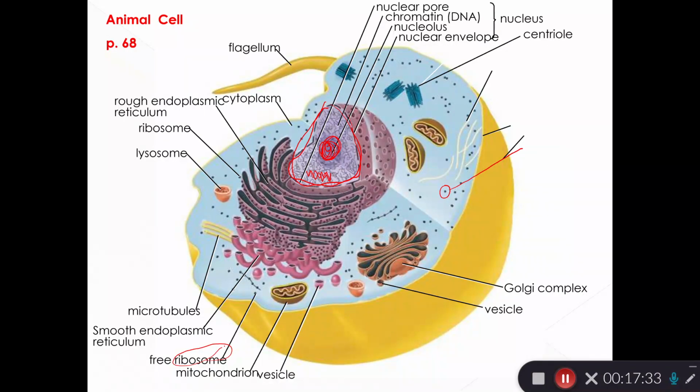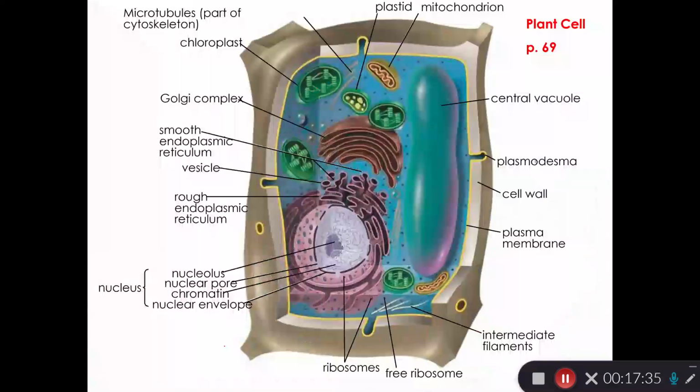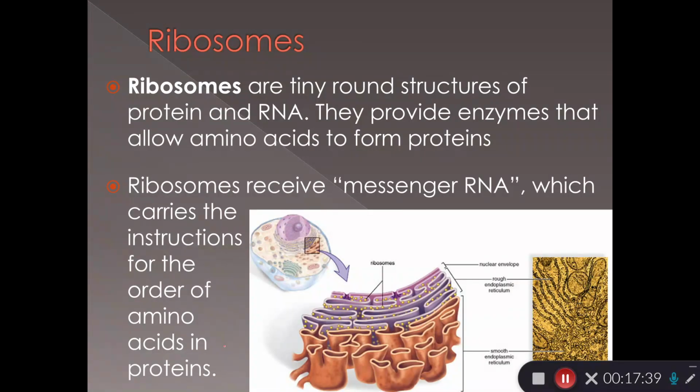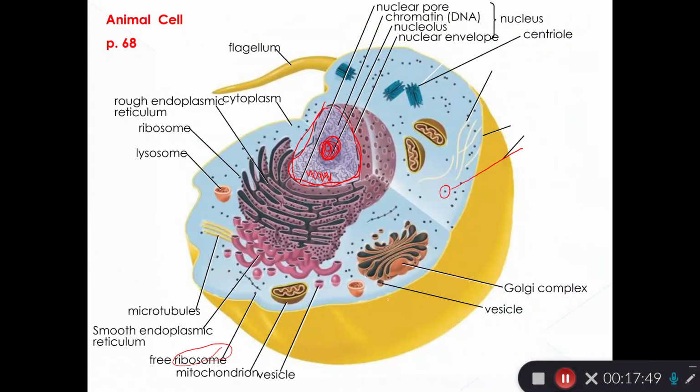Okay, right outside the nucleus is the endoplasmic reticulum. If it's got ribosomes attached, you see the ribosomes? It's rough. If it doesn't have ribosomes attached, it's smooth. So go back and look at this picture. These right here, this is the endoplasmic reticulum. That's rough. It has ribosomes attached. The smooth doesn't have ribosomes attached.